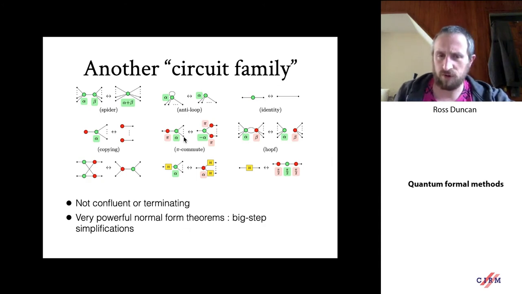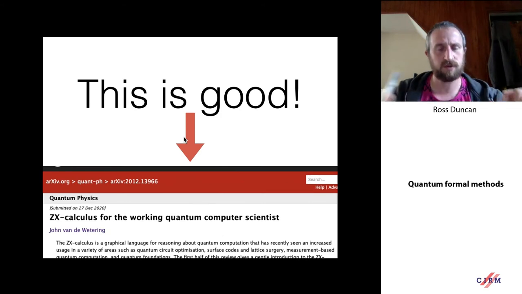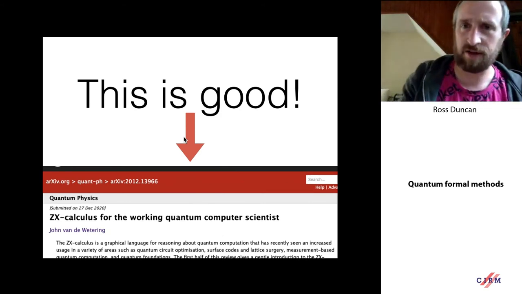So I'm not going to be able to go into lots of detail. If you want to get a bit more into it, there's a recent preprint from John van de Wetering, which I recommend that you study at greater length. But I'll try to give you the flavor in the time that we have left.